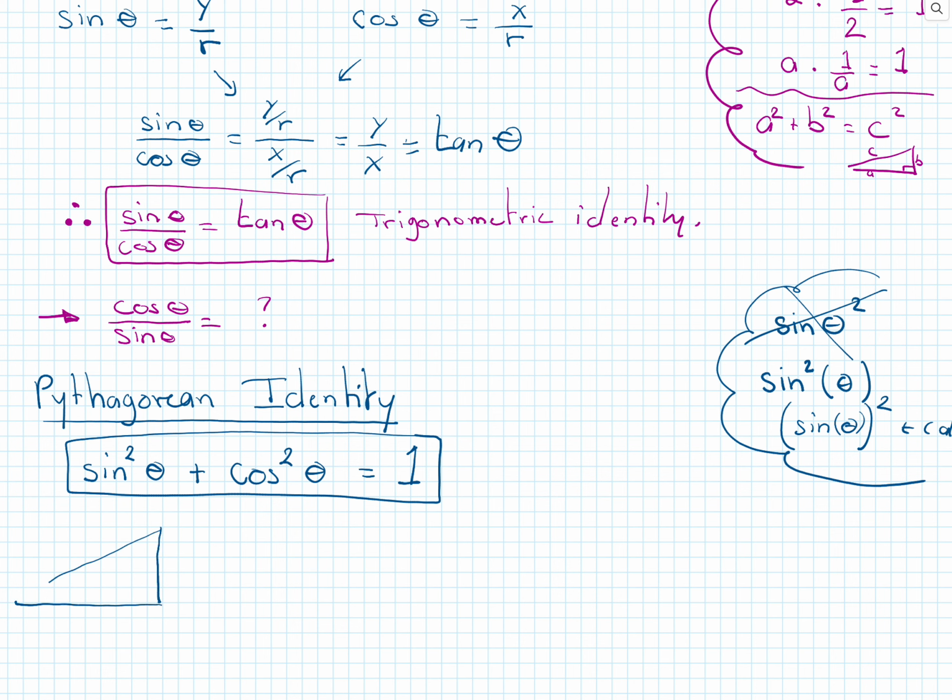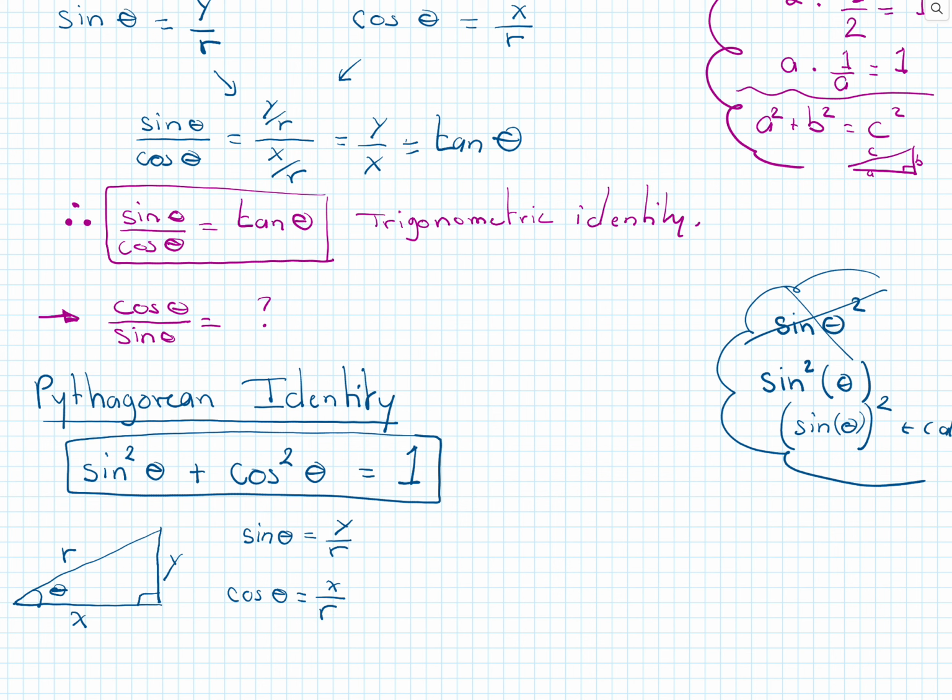We don't need to make it too big. Here is my right angle, and I want theta there. We're going to have x for one leg, y for the other leg, and then r for the hypotenuse. We already know that sine theta is opposite, so the y, over the hypotenuse. We also know that cosine theta is the adjacent, so the x, over the hypotenuse, so the r.